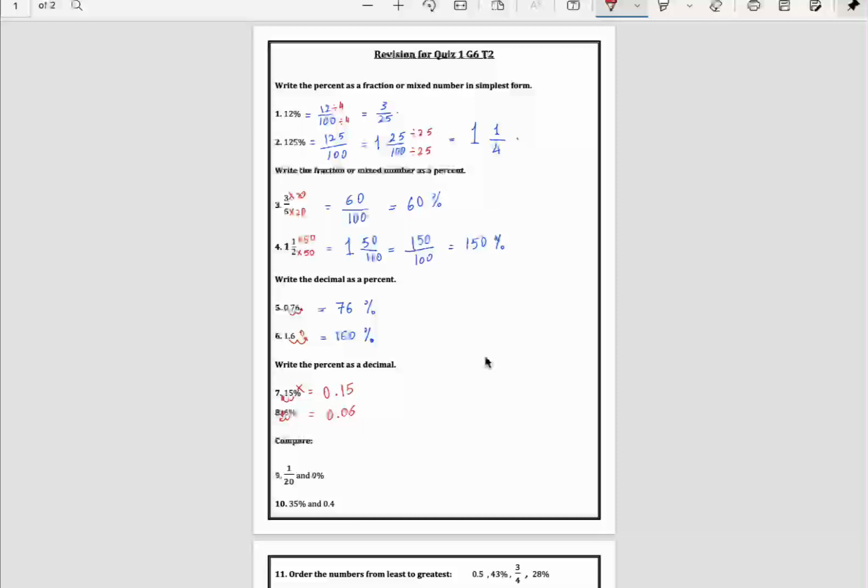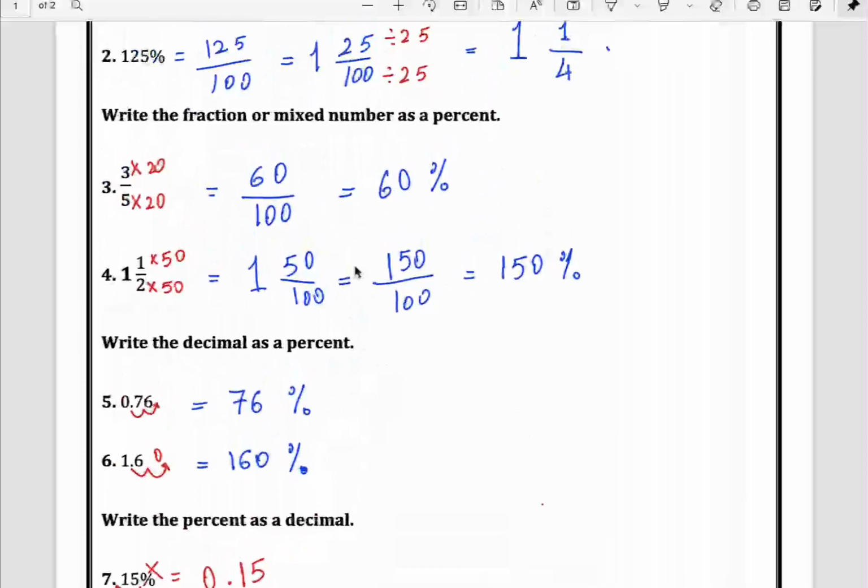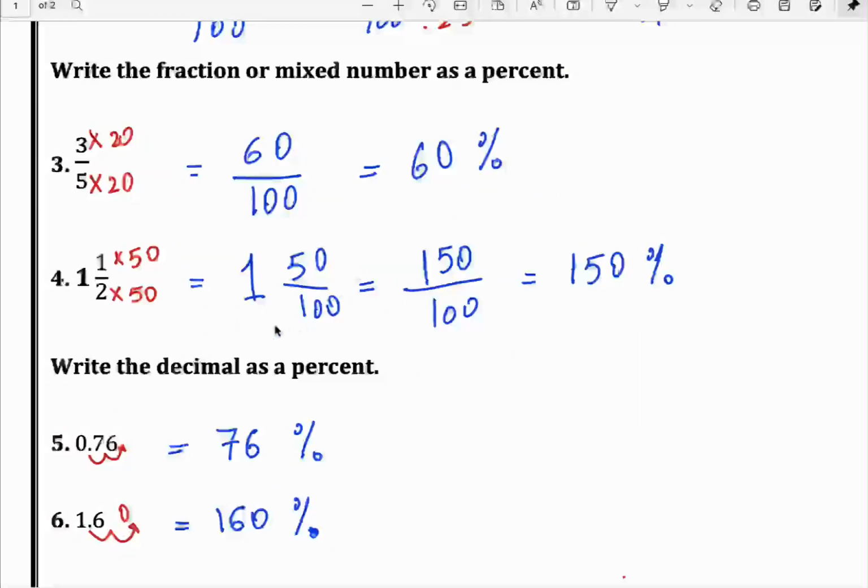This is Wafi. Yes, Wafi? What's your problem? Which question? In question number 4, okay. 150, how do we get it? 1 times 100, then add it to the numerator. 1 times 100 is 100, plus 50, 150. Okay, thank you.